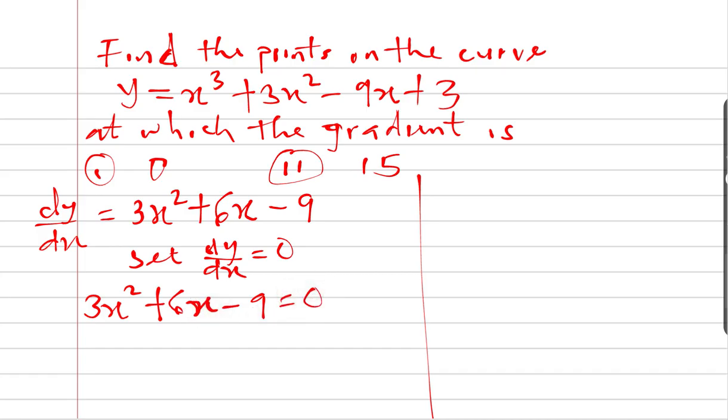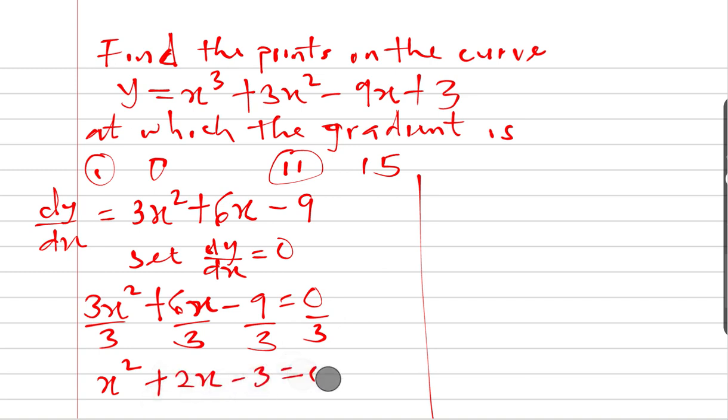So you are now going to find the value of x by quadratic equation. Let me reduce this by dividing everything by 3, and that will now give me x squared plus 2x minus 3 equal to 0. You can see that it has become a quadratic equation.